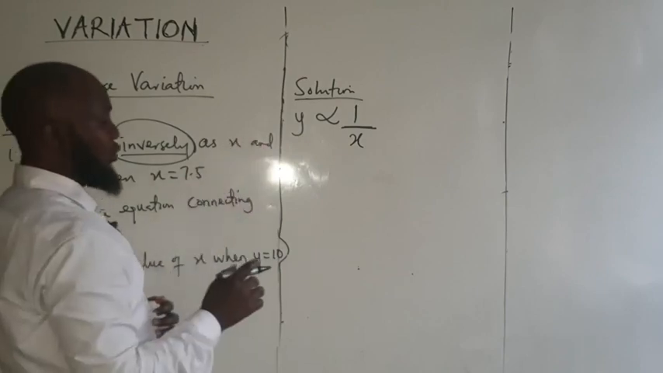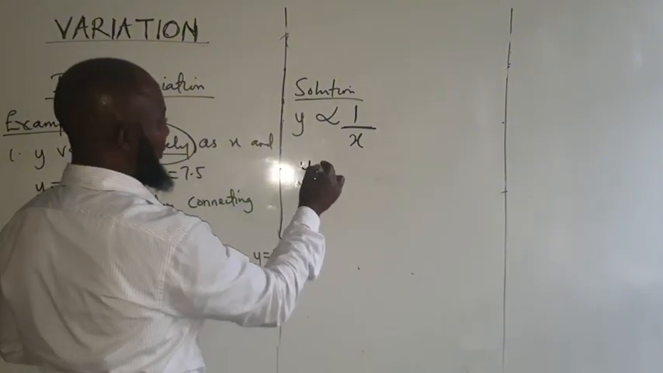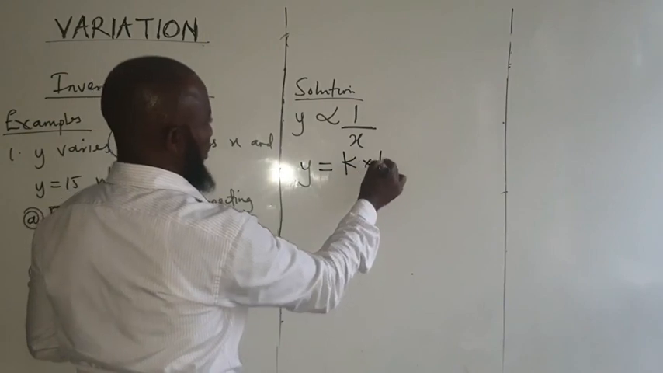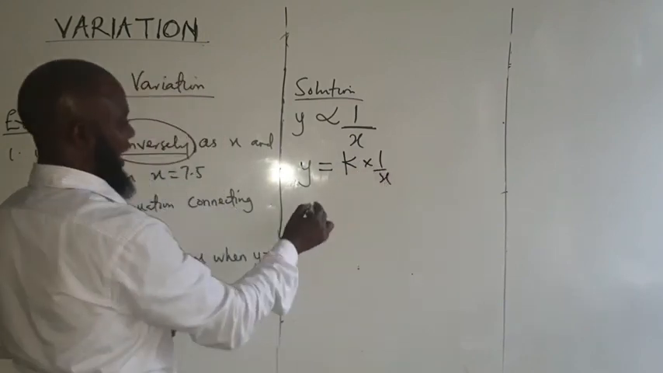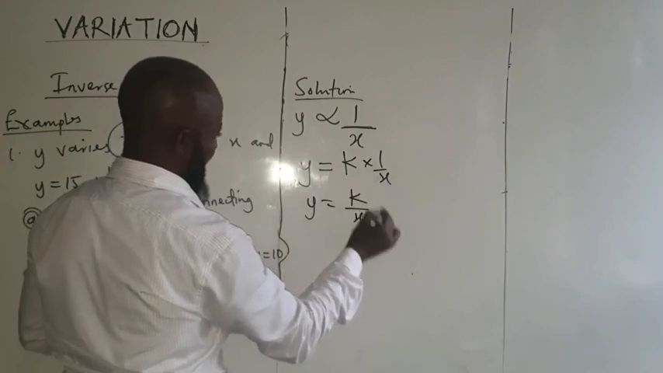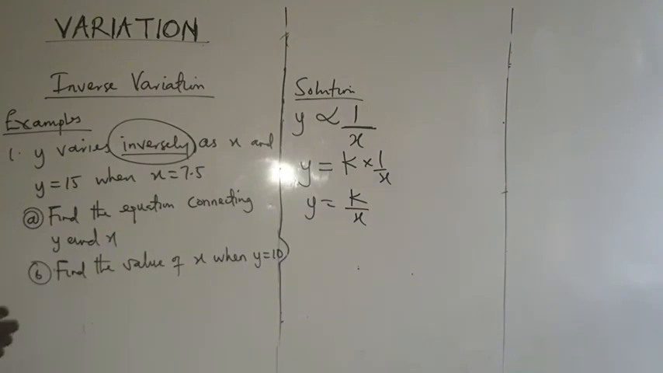So this one, the same thing will be done. We're going to change this symbol to equals to. So we're going to have y equals to k multiplied by 1 over x. So that means we're going to have y equals to k times 1, which is k over x. That is that. So we can then go ahead and solve the next one.